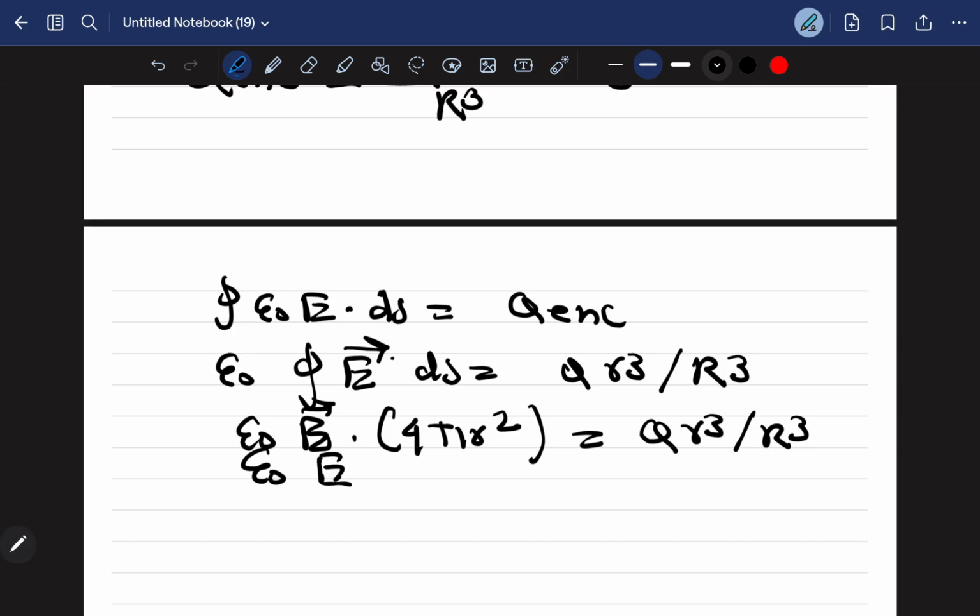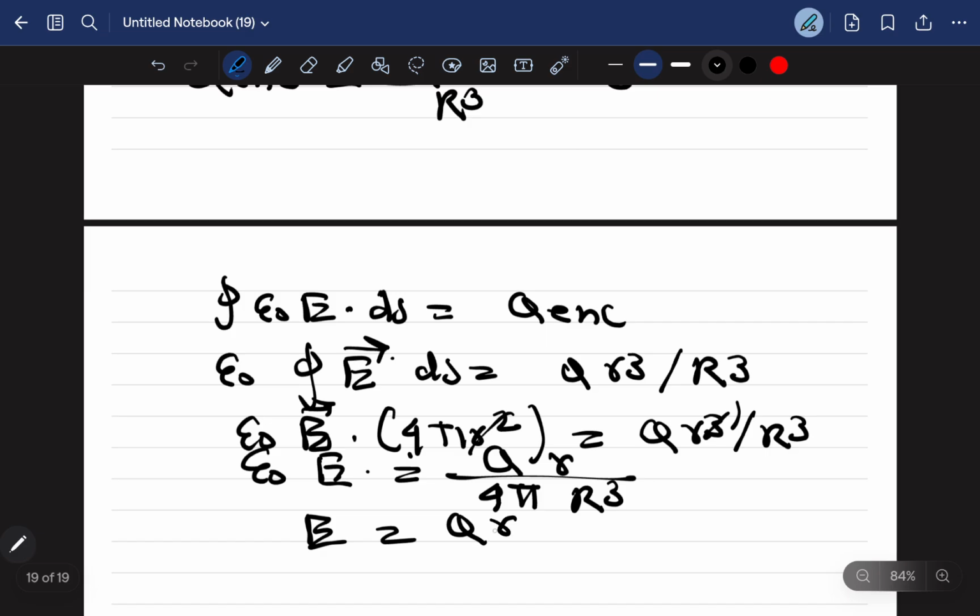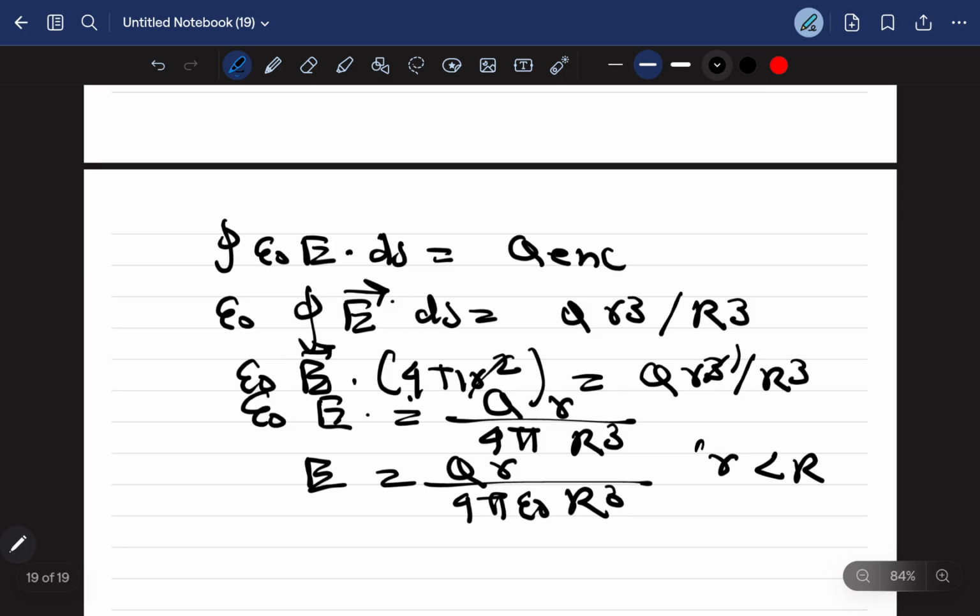So epsilon naught into E, you can see we can cancel this r cube, so epsilon naught into E equals q r divided by 4 pi r cube. So E equals q into r divided by 4 pi epsilon naught into R cube, right? This is the value of the electric field inside the sphere at r less than R.